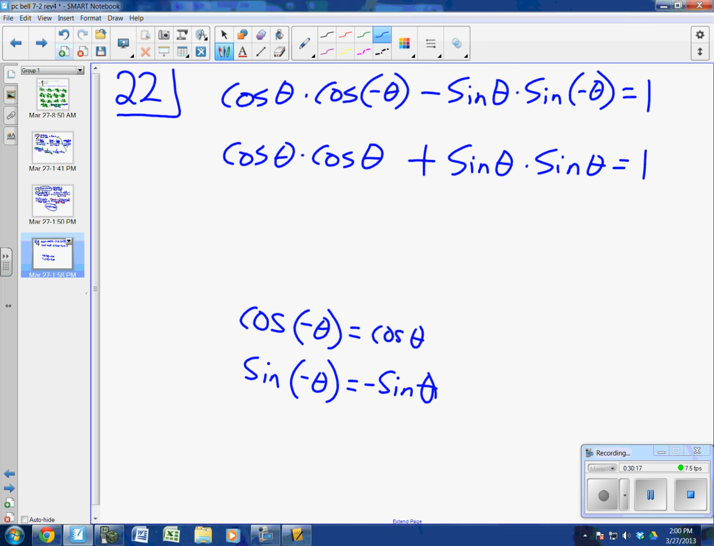Do you guys see what happens next on this problem? What is cosine squared plus sine squared? So you get 1 equals 1. You're done. 20? Okay.